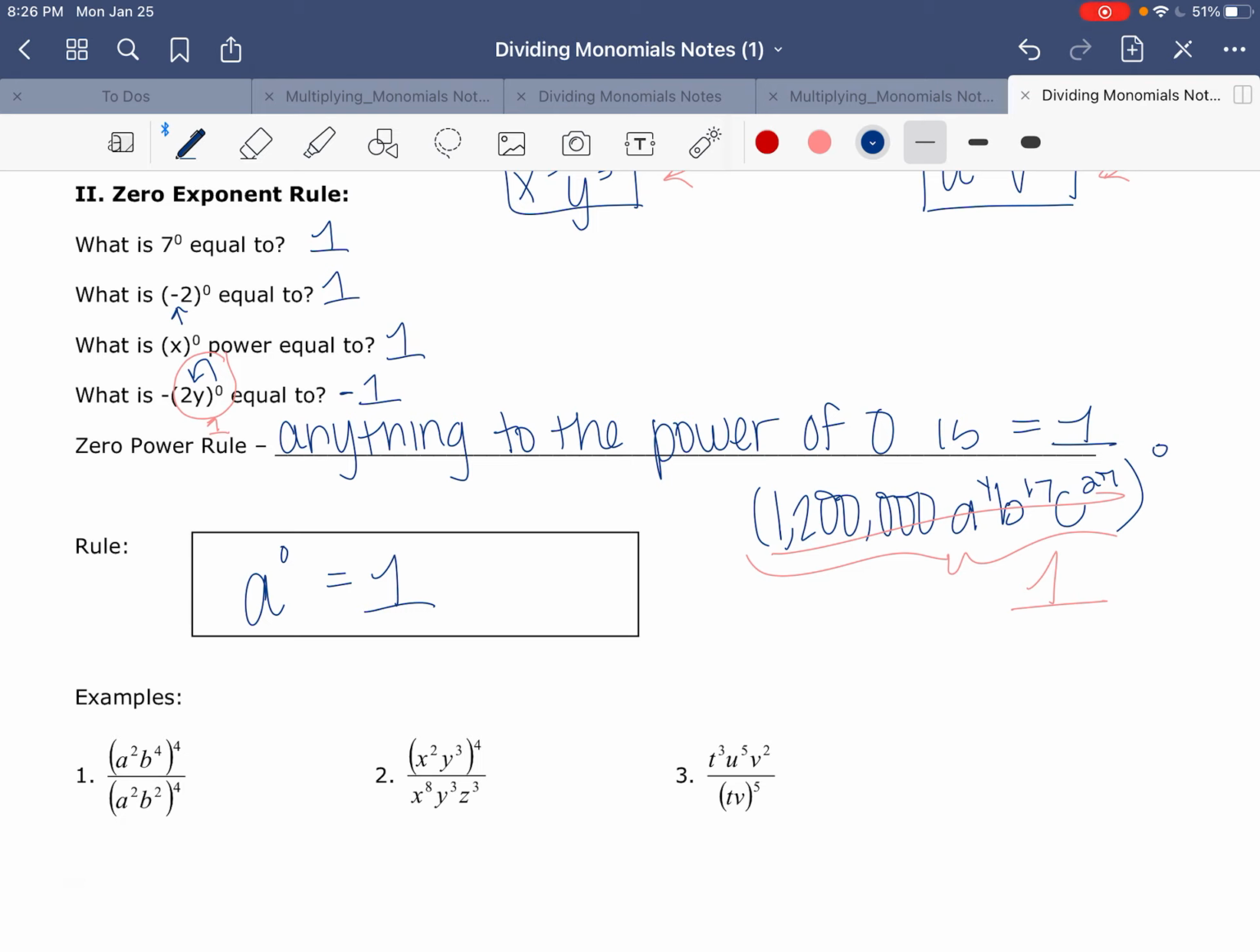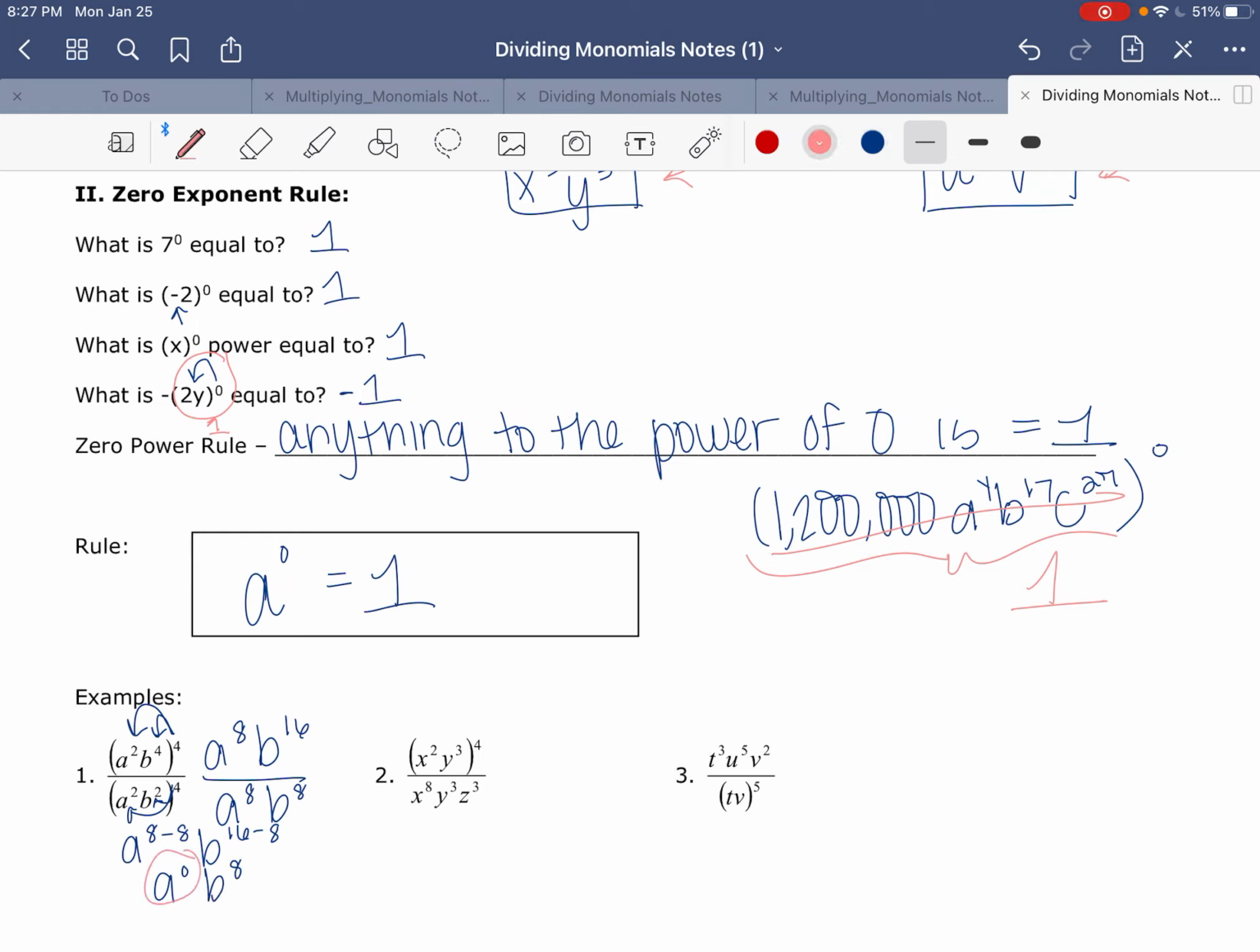All right, so let's look at this first example. We have our powers raised to a power, so it's going to multiply in. So I get a to the 8th, b to the 16th, over a to the 8th, b to the 8th. So when I see that a to the 8th over a to the 8th, I can subtract. So I get a to the power of 8 minus 8, and then b to the power of 16 minus 8. So I really have a to the power of 0 and b to the power of 8.